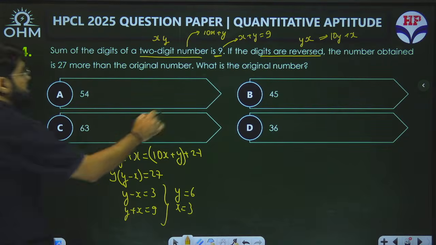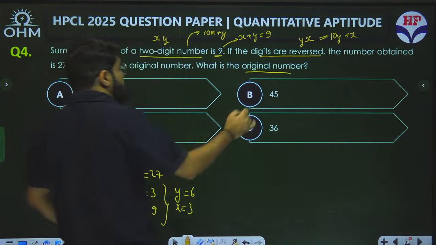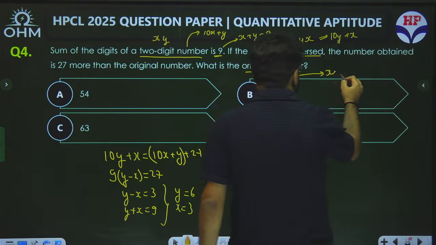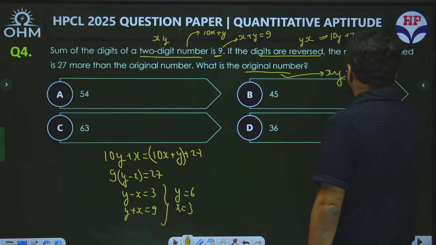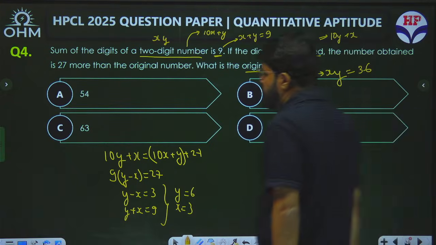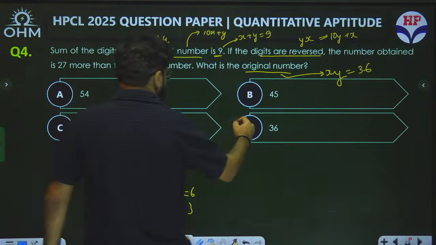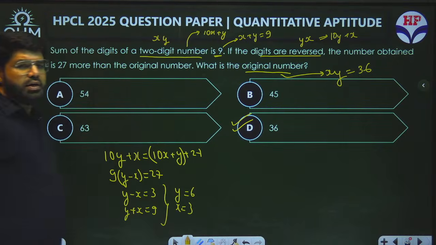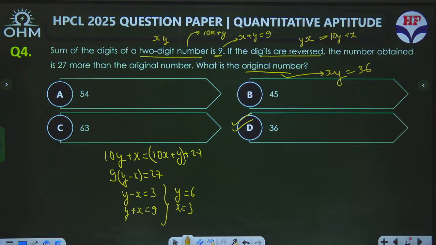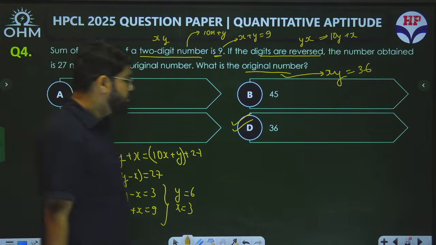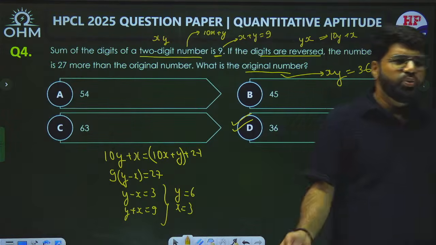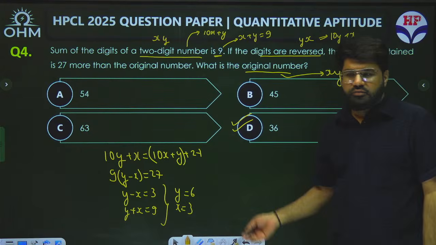Now what is the original number? The original number is xy. What is x? 3, and y is 6. So 36. The original number will be 36. Done. Or you could have checked the options by swapping the digits if you don't want to solve the equation.